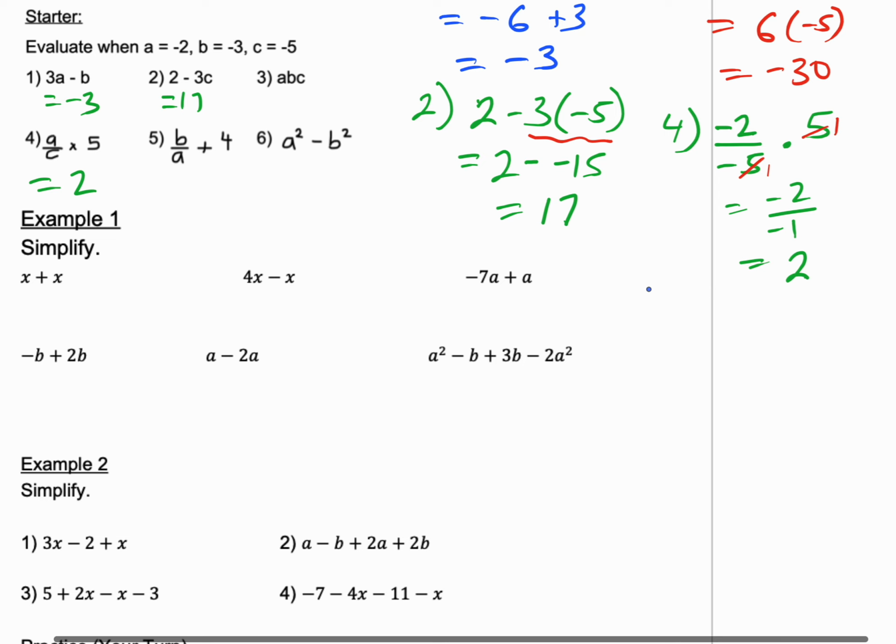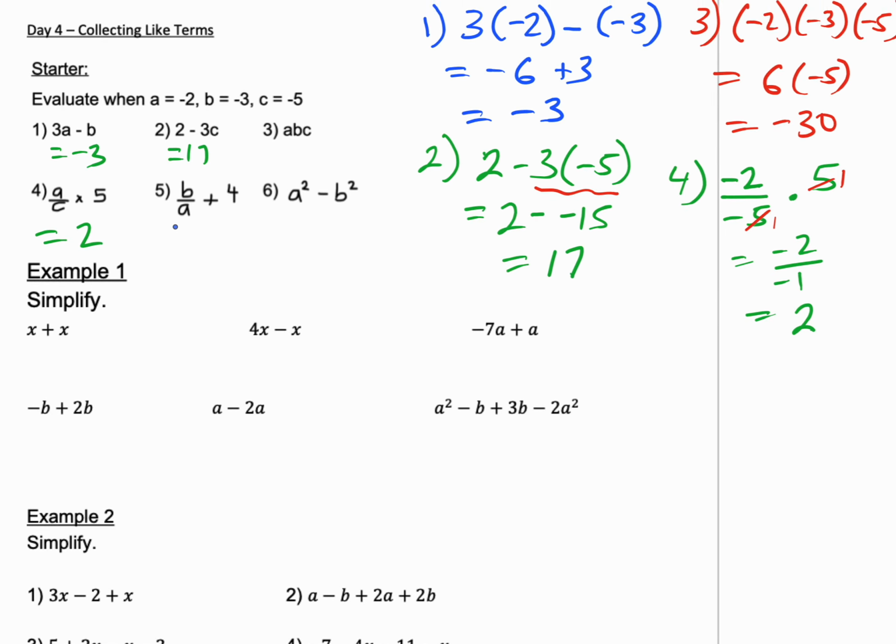Okay, and number 5. Let's try to squeeze it in here. Number 5, we've got negative 3 divided by negative 2 plus 4. Now that's a fraction. So we can get a common denominator of 2. Negative divided by negative is positive. So it's going to be 3 over 2 plus 8 over 2, which equals 11 over 2. And you can leave it like that or write it as a mixed number. Okay.